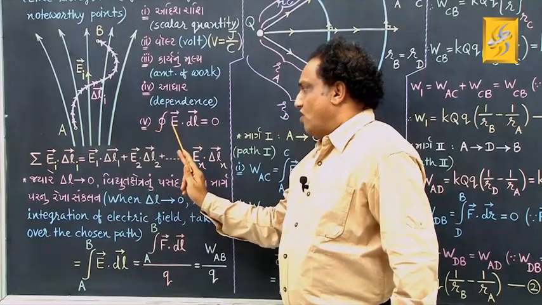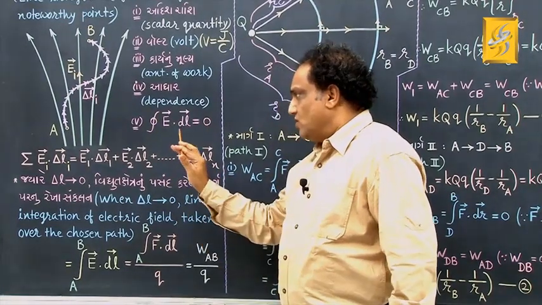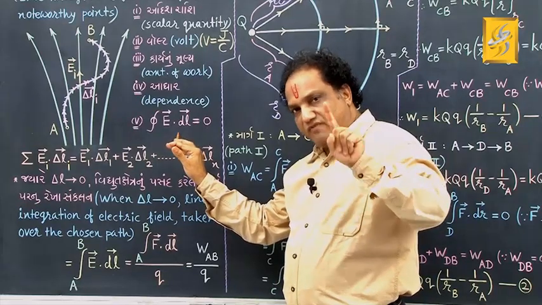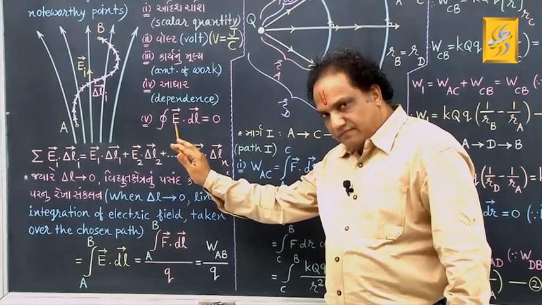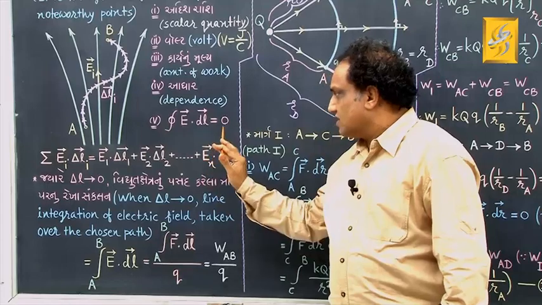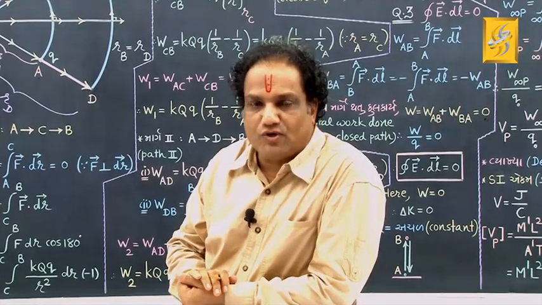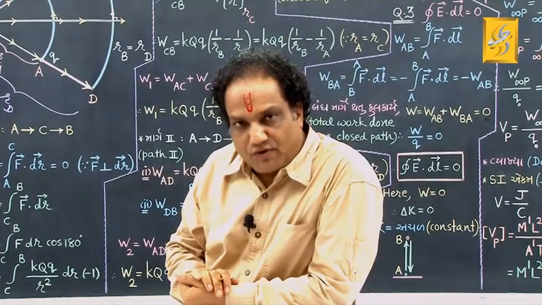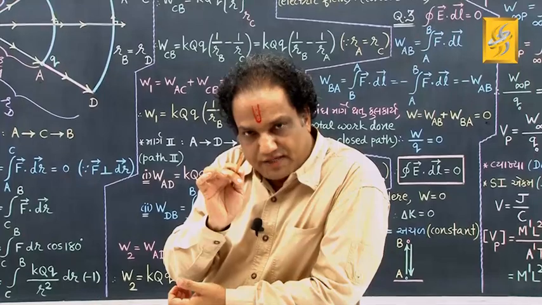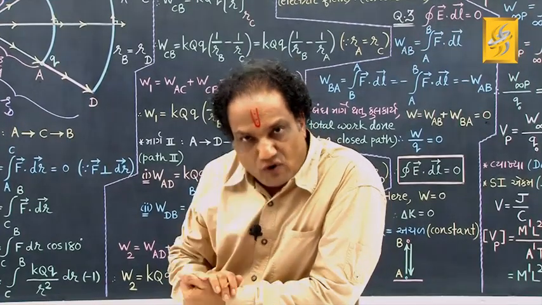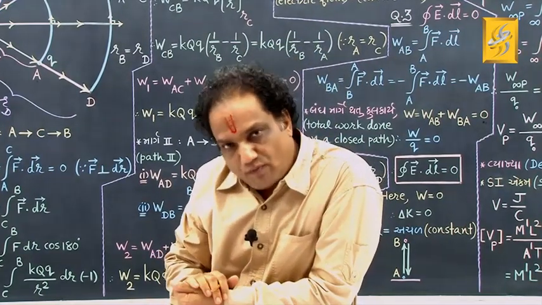Line integration of electric field taken over a closed path comes out to be 0. At present you remember this result. In question number 3, we will prove it. Okay, fine. Correct? Fine. Come on now, we go for second question. And in that second question, we will prove one very important result. What is that? Prove that electric force is a conservative force and electric field is a conservative field. That is what we have to prove. Come on.